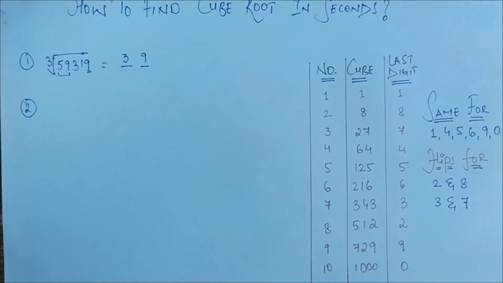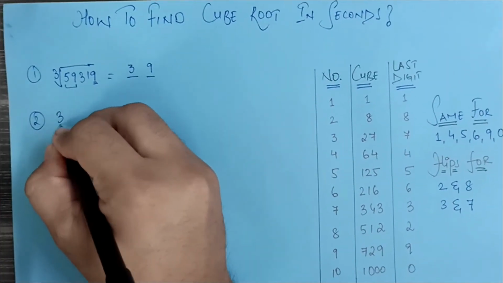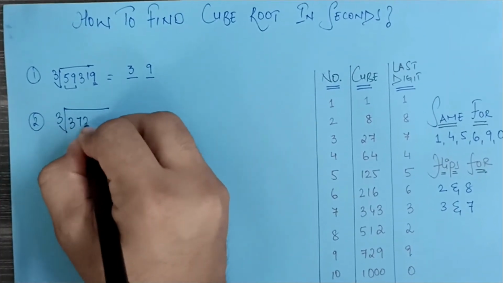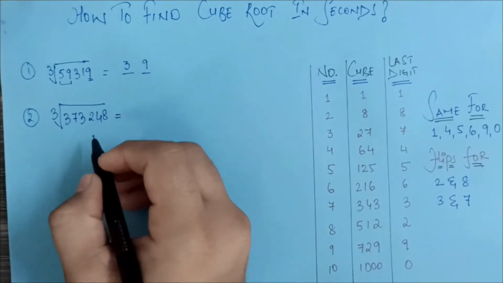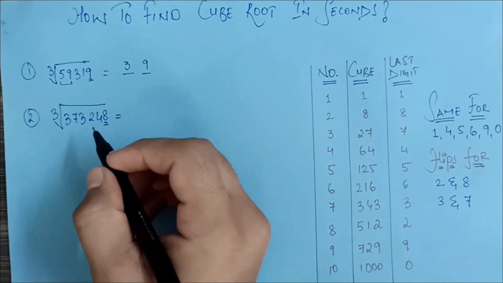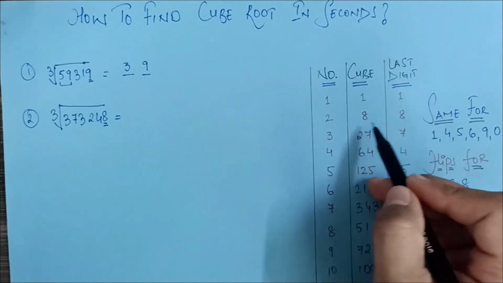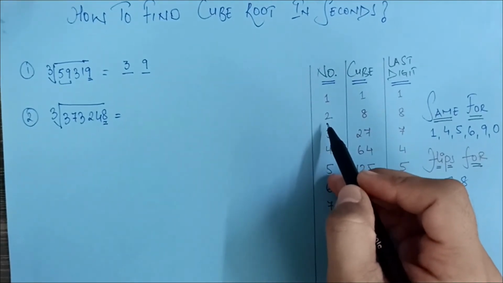Let's take another example. Let's try to find the cube root of 3,73,248. As you can see that the number ends with 8. Hence, the unit digit of its cube will be 2.